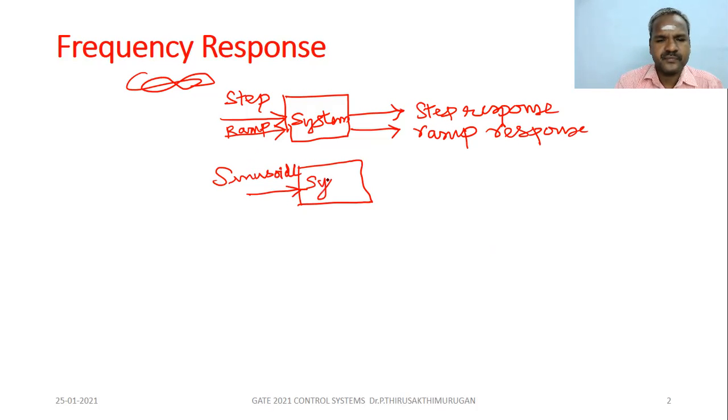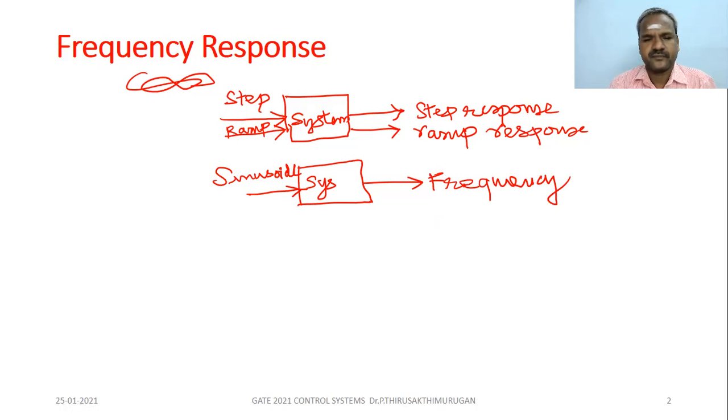If you give a sinusoidal input to the system, the steady state output of the system for the sinusoidal input is called the frequency response. What is frequency response? The steady state output of the system when the system is excited with a sinusoidal input. That is called frequency response. Understand?